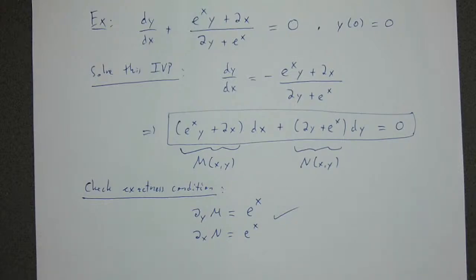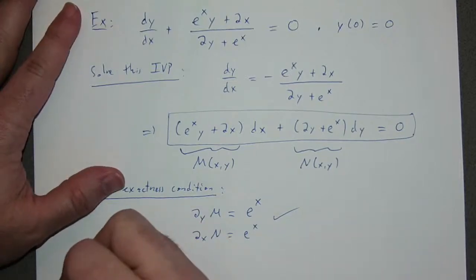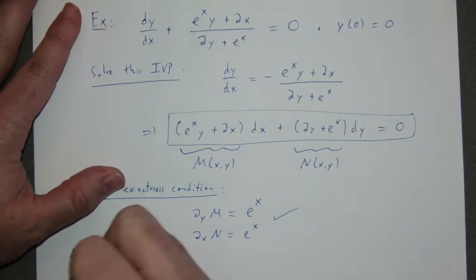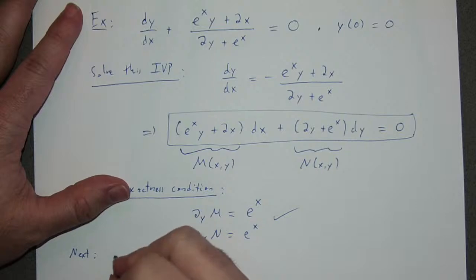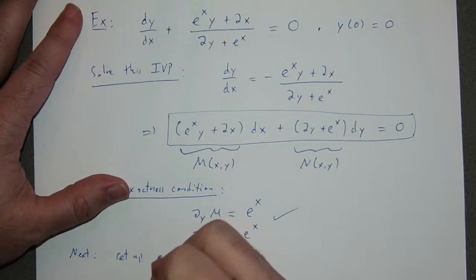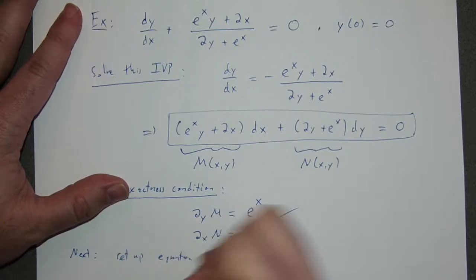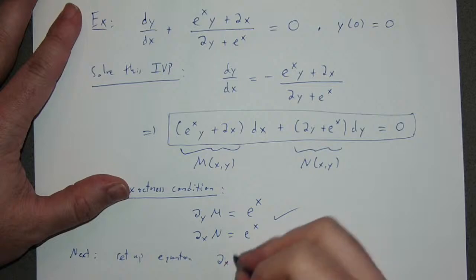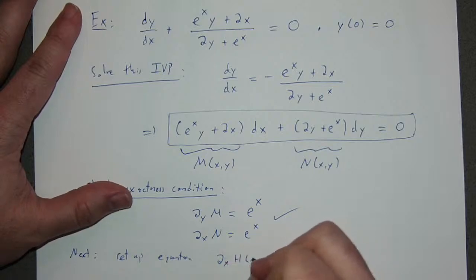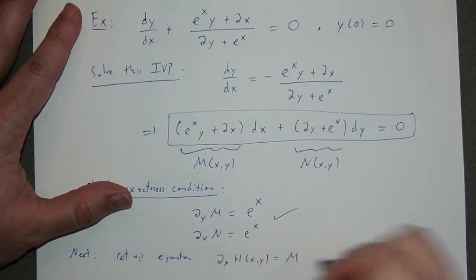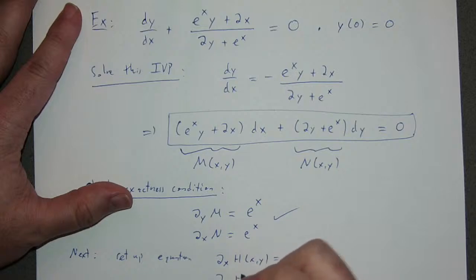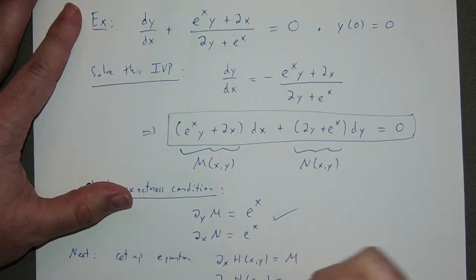All right. So then next, what do we set up? So next, we set up the equations. Del x of h of xy is equal to M, and del y of h of xy is equal to N.